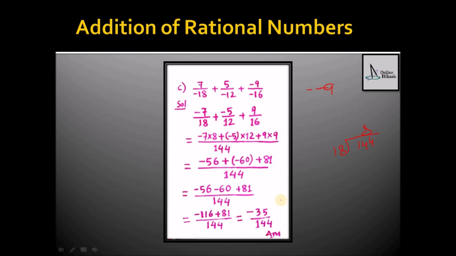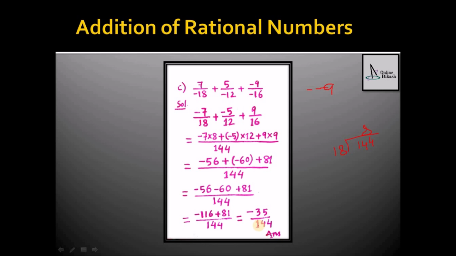And now you tell me, is 81 bigger or 116 bigger? Don't consider their sign. 116 is basically the bigger one. In front of 116 there is a minus sign, so that minus sign will be put here. So minus 35 by 144. So this is the simple answer. Hope you have understood.